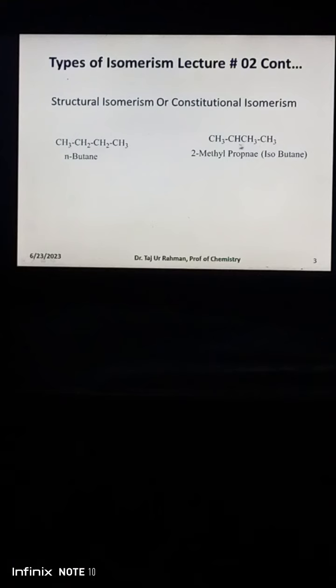This is carbon number 1 and this is carbon number 2, and this methyl group is attached to this carbon number 2. So these two isomers of butane have the same molecular formula, they have the same number and kinds of atoms, but they differ from each other in order of connectivity of these atoms. And hence these two isomers are known as structural or constitutional isomers of each other.